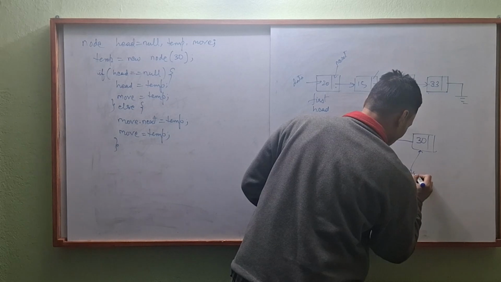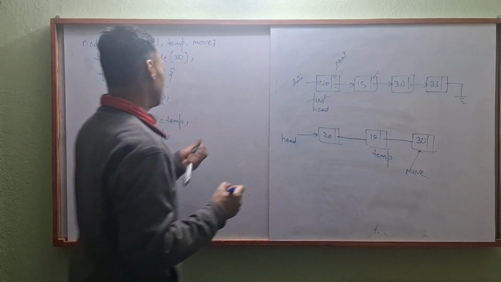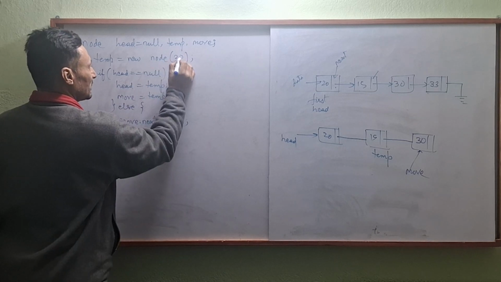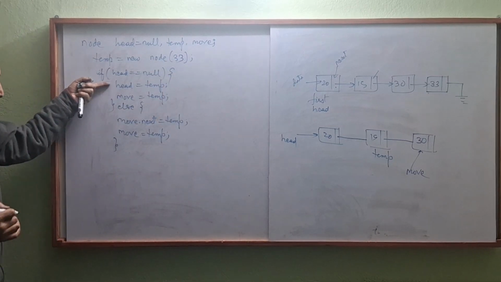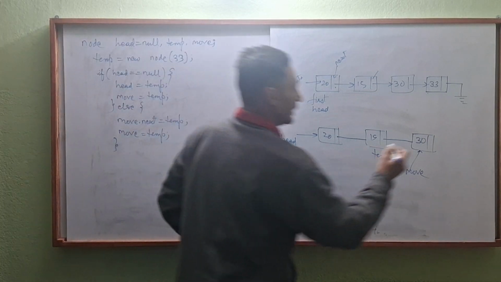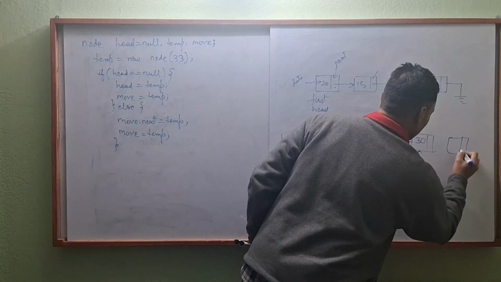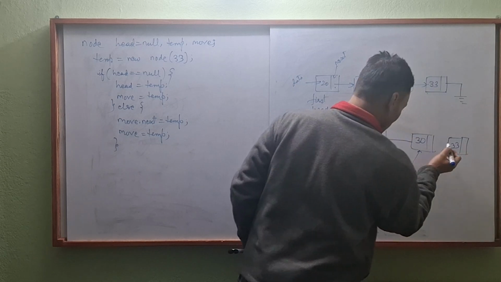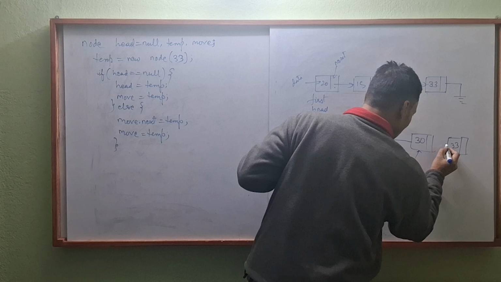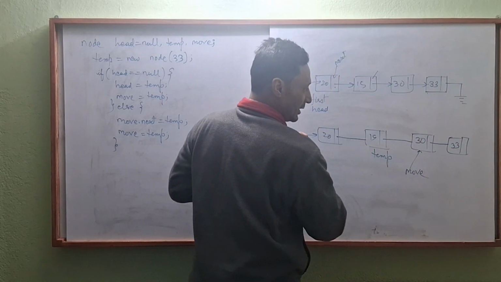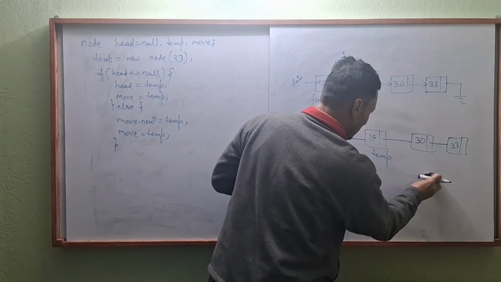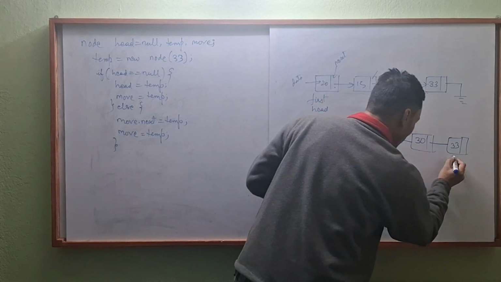So now this will become move. Now let's take one more value, that is 33. Now again, this condition is false. We are taken to the else part. move.next equal to temp. So this is the 33. Now we are assigning temp to the move's next, so this will be assigned here. The connection between this node and this node will be created, and we are assigning temp to move, so move will come here.